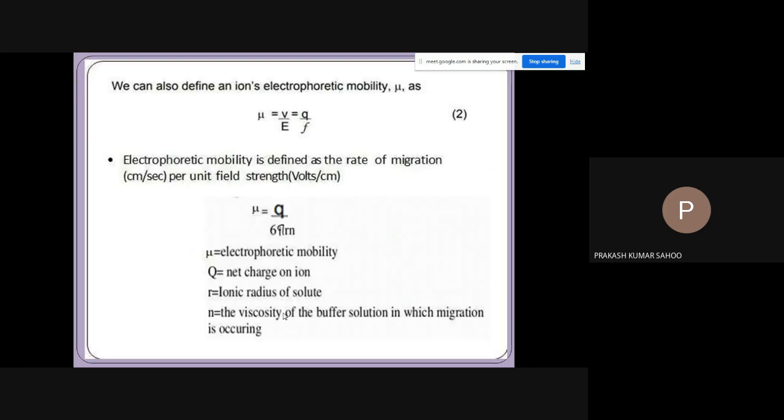We can also define the ion's electrophoretic mobility, mu, that is V by E, which is equal to Q by F. Electrophoretic mobility is defined as the rate of migration, in centimeter per second, per unit field strength, that is volt per centimeter. So we have mu equal to q by 6 pi r n, where mu is the electrophoretic mobility, q is the net charge, r is the ionic radius, and n is the viscosity of the buffer solution.